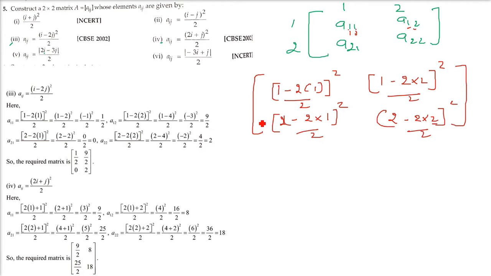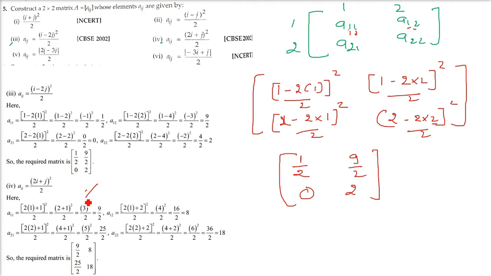Okay. So 1 - 2 is going to be negative 1. Negative 1 whole square is 1, so the result will be 1 by 2. Then 1 - 4 is negative 3. Negative 3 whole square is 9, so 9 by 2. Then 2 - 2 is going to be 0. Then 2 - 4 is negative 2. Negative 2 whole square is 4, and 4 divided by 2 is 2, so you get 2 here. This is the whole answer, the 2 by 2 matrix.